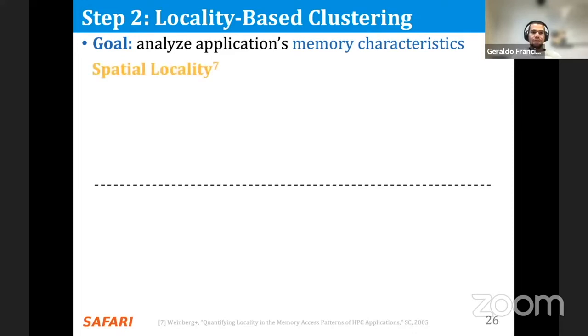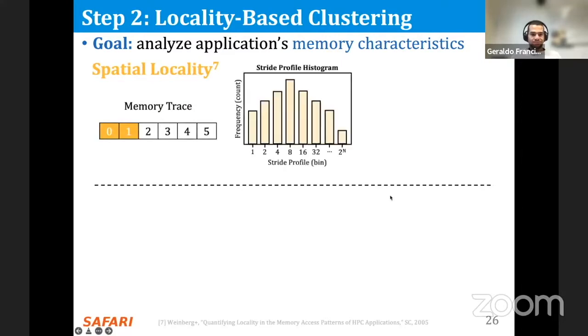First, we are going to evaluate the spatial locality of the application. For this, we collect the memory trace of the application to build a histogram called stride profiling, where each bin in the histogram stores how many times each stride appears in the memory trace. In this example, the stride between the first access address and the next access address is equal to 1. We increment the stride profiling histogram in bin 1 to indicate such stride has been observed.